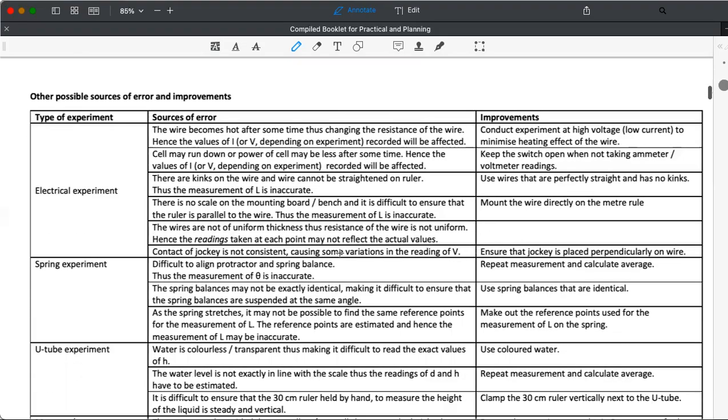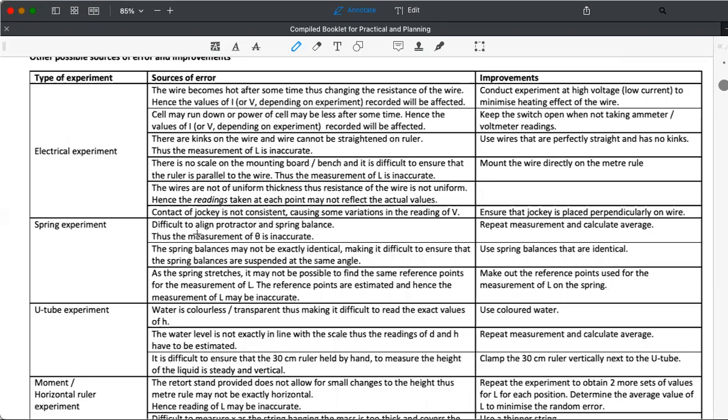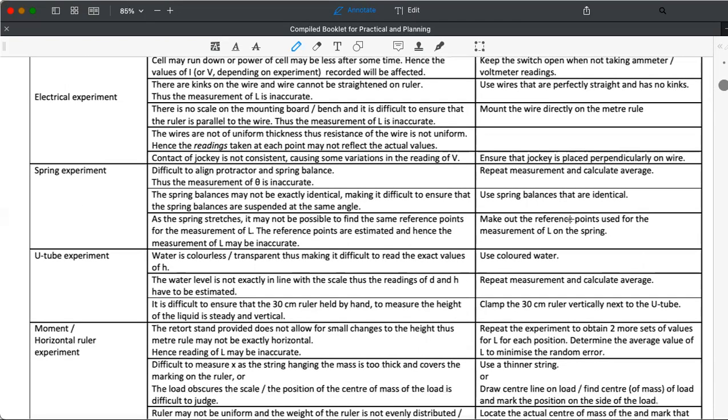Okay, and also, if let's say the experiment involves you using a jockey to make a contact point, you can also talk about the contact not being consistent, causing variation in the reading of V. So ensure that the jockey is placed perpendicularly to have consistency. So there are other types of experiment, like the spring experiment, which is very popular also, under the topic on forces and maybe moments.